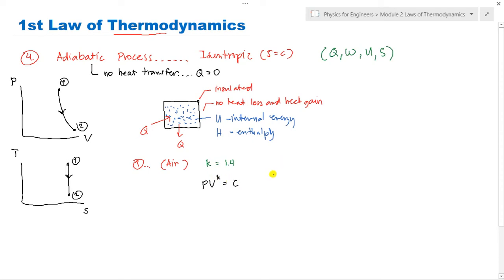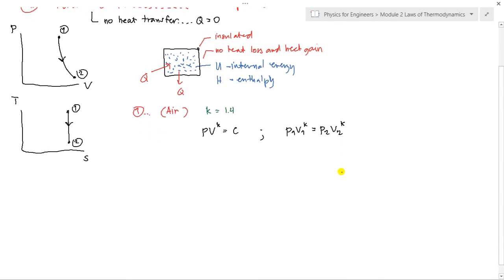So therefore, from state 1 to state 2, the relationship exists wherein pressure 1, volume 1 raised to K is equal to pressure 2, volume 2 raised to K. From here, we can derive different relationships between pressure, temperature and volume. For pressure and volume, there is the relationship. How about pressure and temperature?